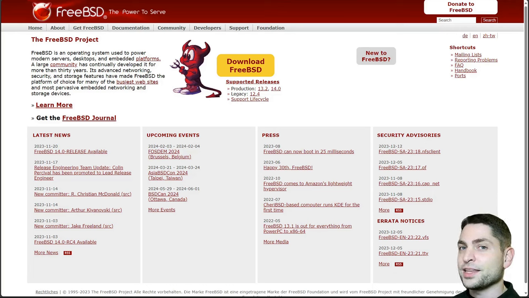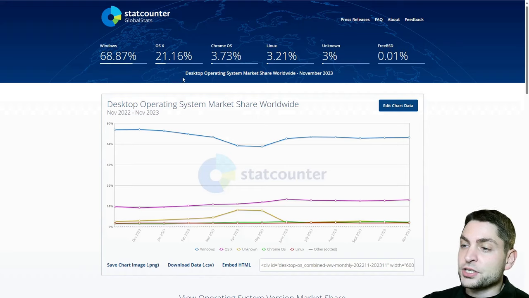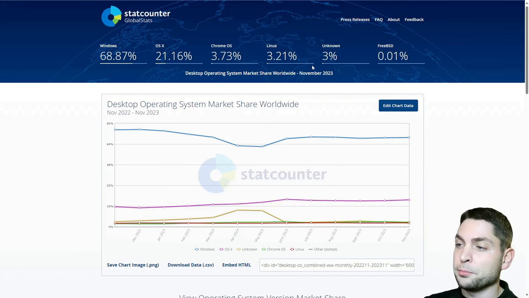The first reason why Linux is better than FreeBSD is an obvious one: popularity. People are rather choosing to use Linux than FreeBSD. So let's take a look at the statistics. I am here on the StatCounter website and according to the website, in November 2023, Linux had a market share of 3.21%, where FreeBSD had a market share of 0.01%. Now those numbers that you see here are actually the desktop operating system market shares worldwide. So what this basically means is that for every 321 people that use Linux, there is one that uses FreeBSD.